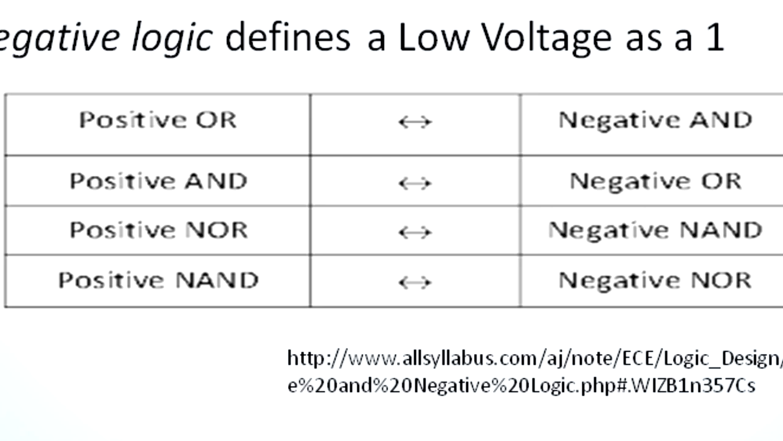And in fact, here's a table that shows that in one type of logic, positive logic, an OR gate is one thing, but it becomes an AND gate in negative logic. We're not going to go in depth in this. We can't. We don't have the time. But just be aware that in positive logic, a positive voltage, whatever that reference is, represents a one. In negative logic, a lower voltage represents a one.